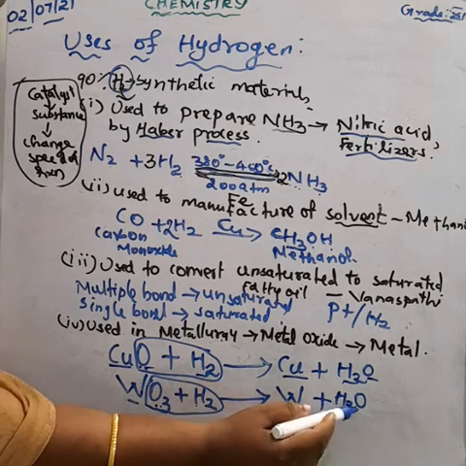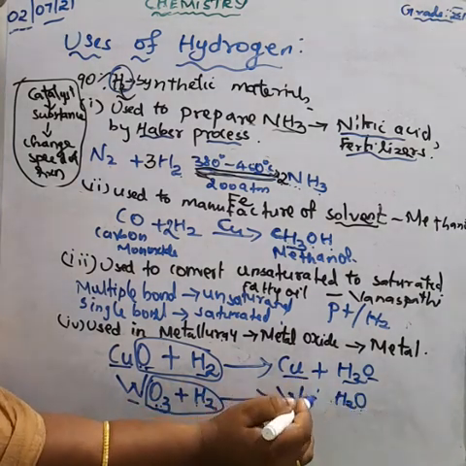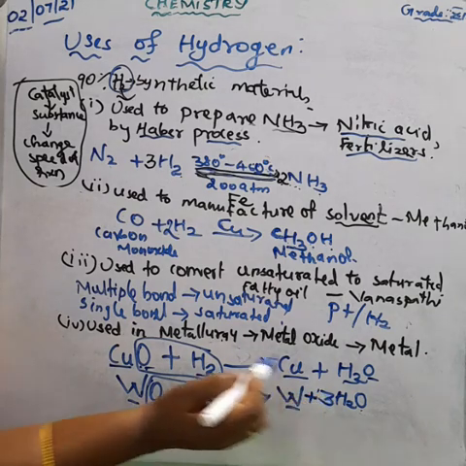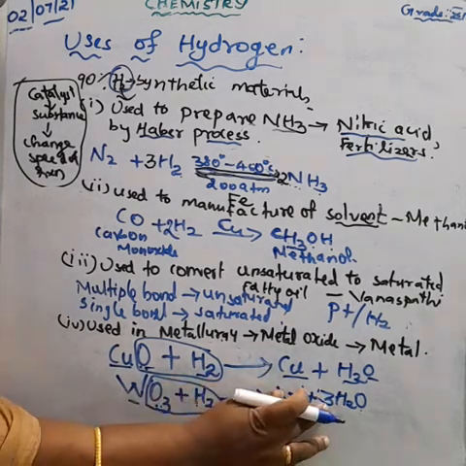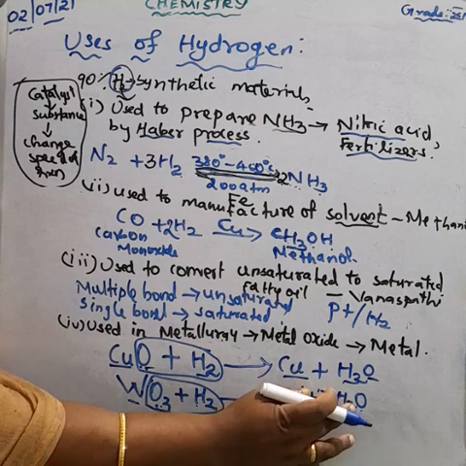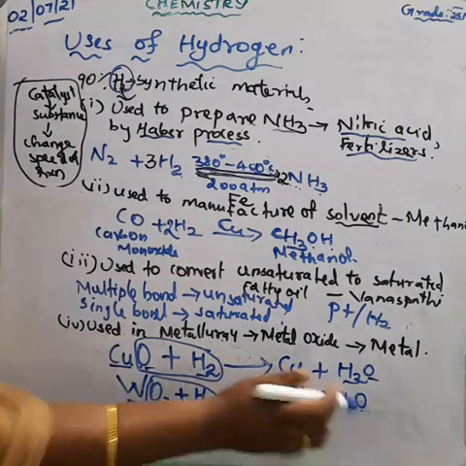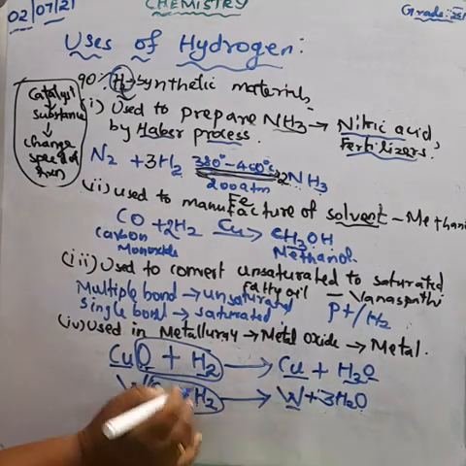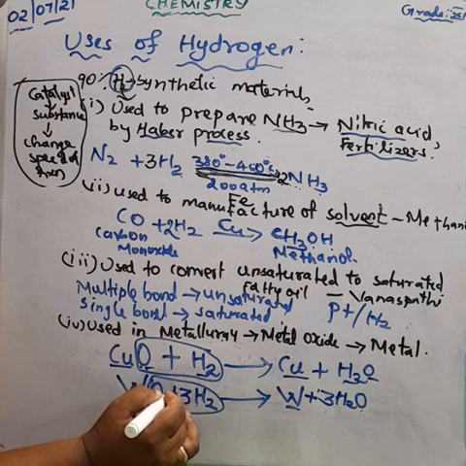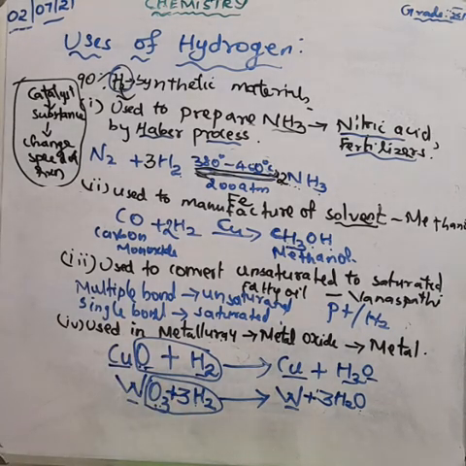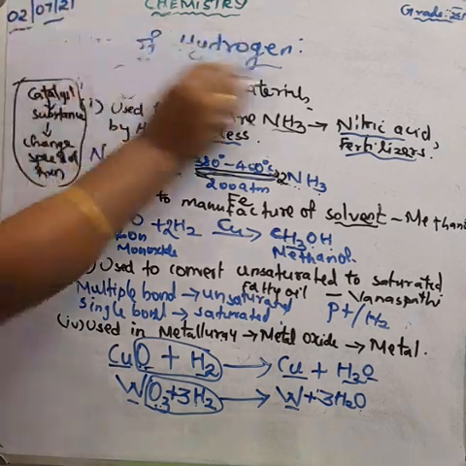here only one oxygen. So we have to make here three oxygen. Then we have to balance the hydrogen. Here only two hydrogen, but here 3 twos are 6 hydrogen atoms. So we have to make here 3 twos are 6. The equation is balanced now. Understood? These are the uses of hydrogen up to the fourth use.